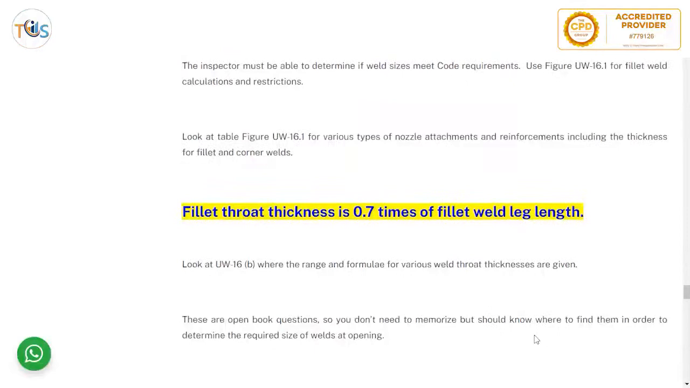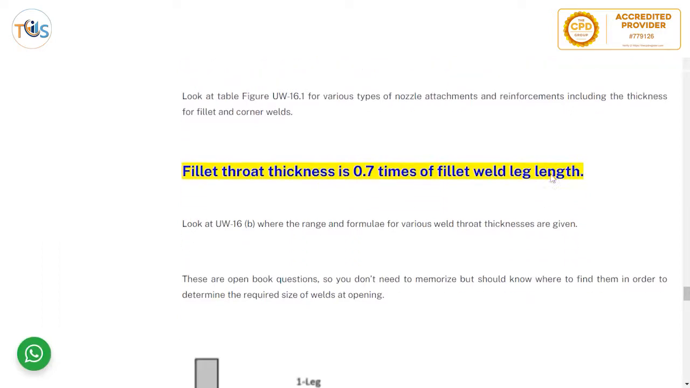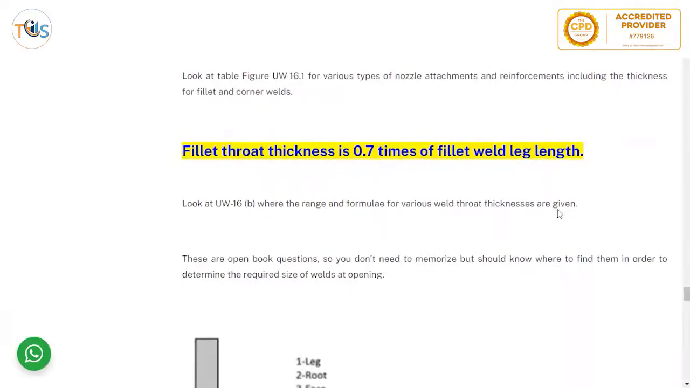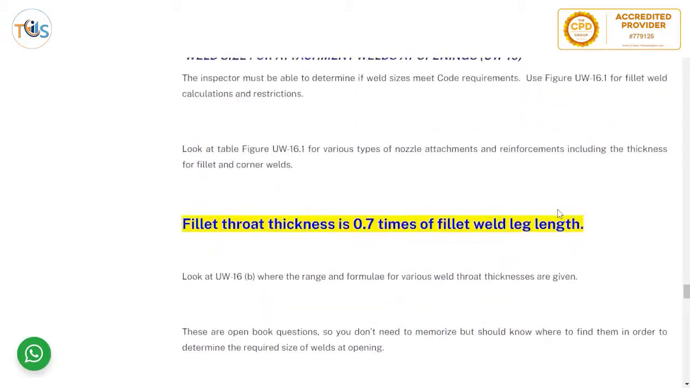Weld size for attachment welds at openings. So you should be able to determine if weld size meets code requirements. For fillet weld, it's UW-16.1 for calculation and restriction. There wouldn't be much from there, but look at this figure, please, to see how that's made up.